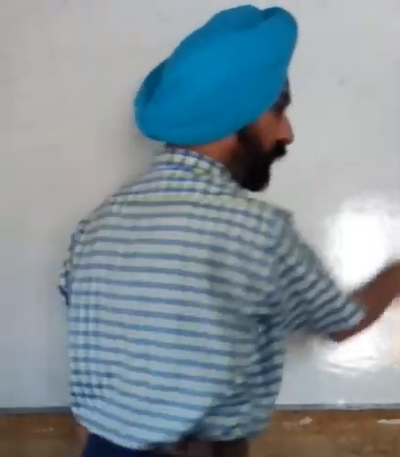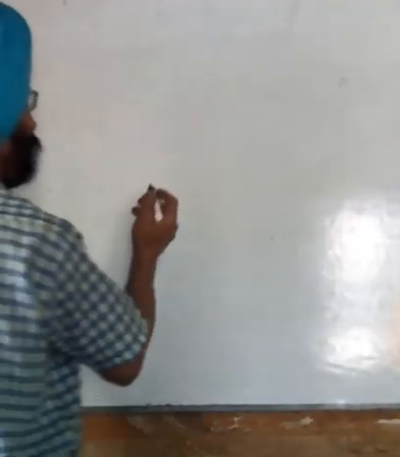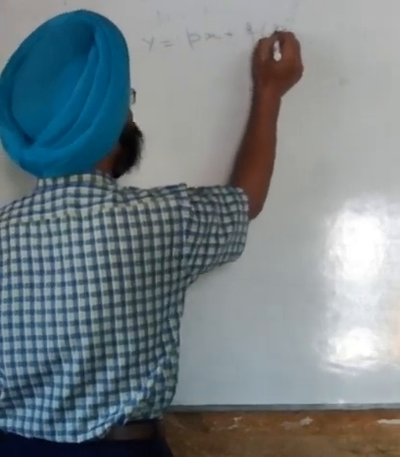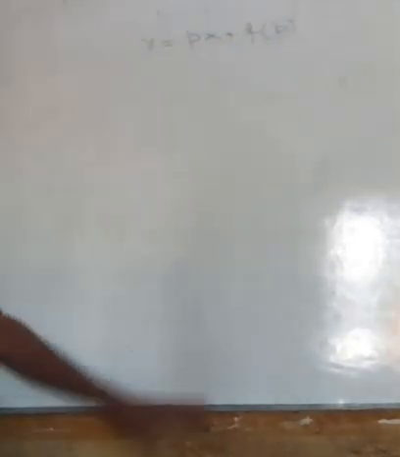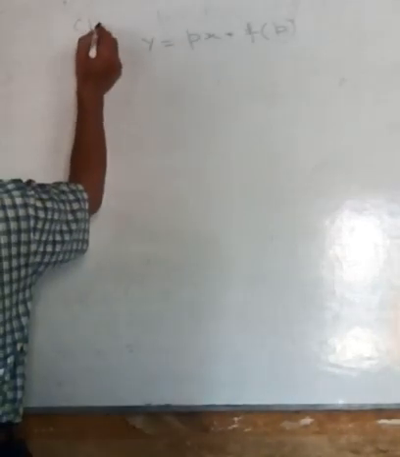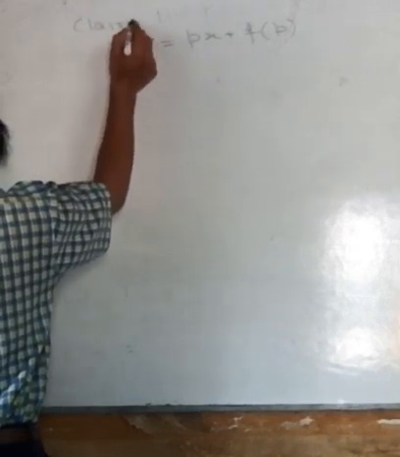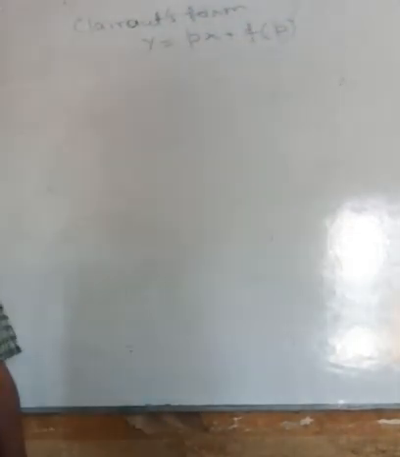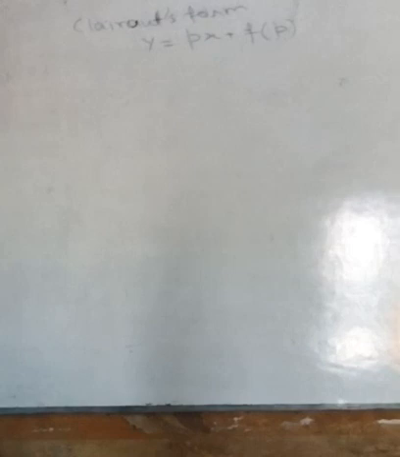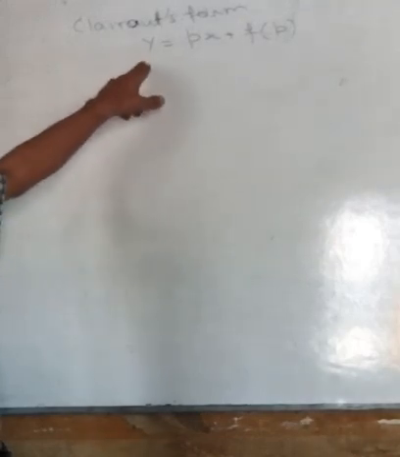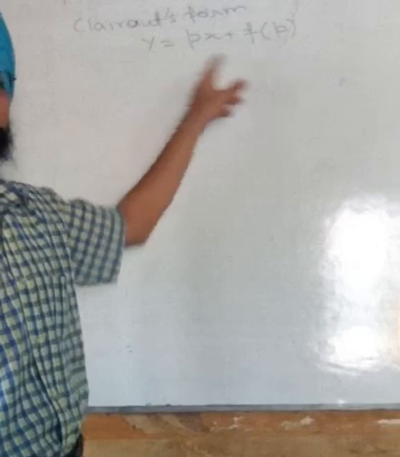Whenever an equation is expressible as y is equal to px plus some function of p, then we say that this equation is in Clairaut's form. Now, if the equation is in Clairaut's form, how to get the solution? It's very easy. Just differentiate both sides with respect to x, as we are doing in the case solvable for y. This is also solvable for y.